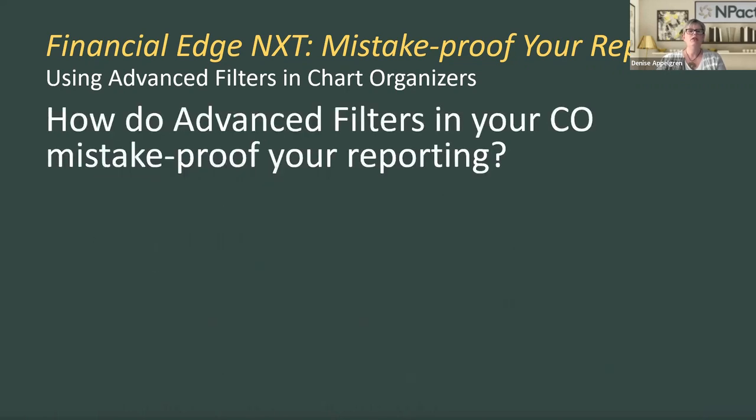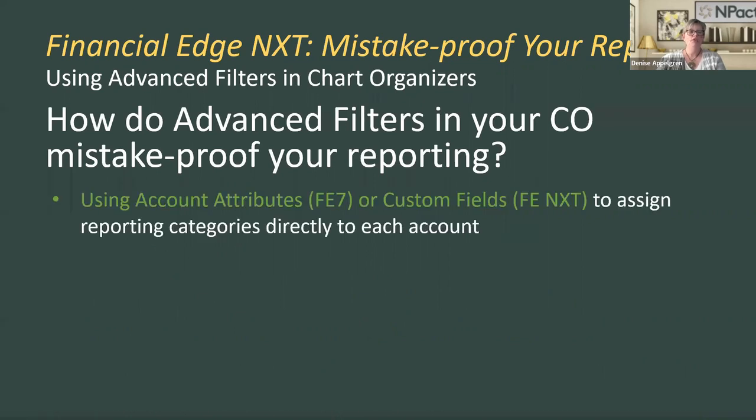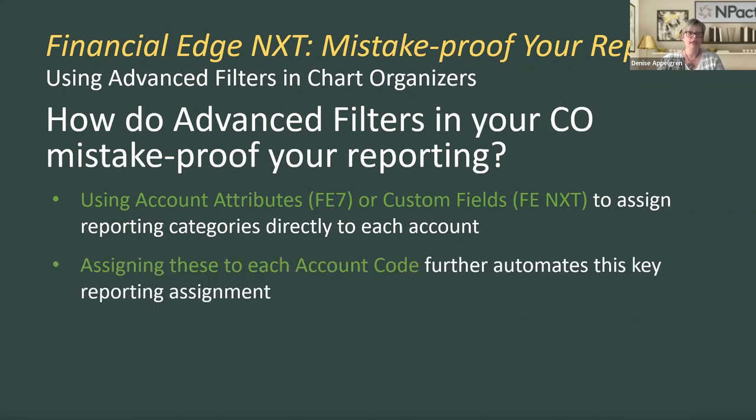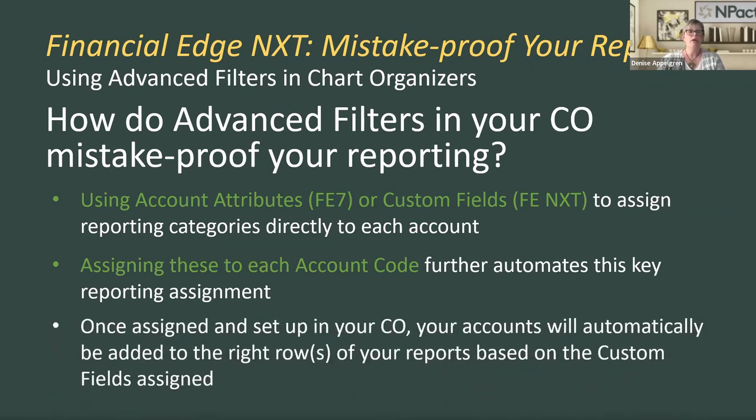So how do you use advanced filters in your CO to mistake-proof your reporting? Well, use account attributes in FE7 or custom fields in FENXT to assign reporting categories directly to each account. Assigning these to each account code further automates this key reporting assignment. Once these are assigned and set up in your chart organizer, your accounts will automatically be added to the right rows of your reports based on those custom fields assigned.